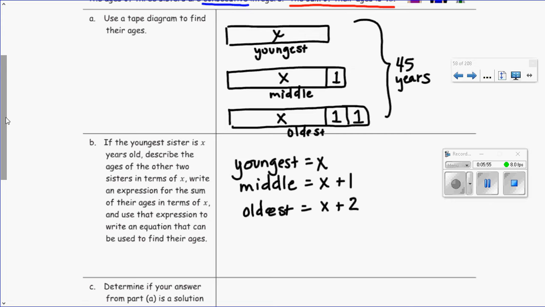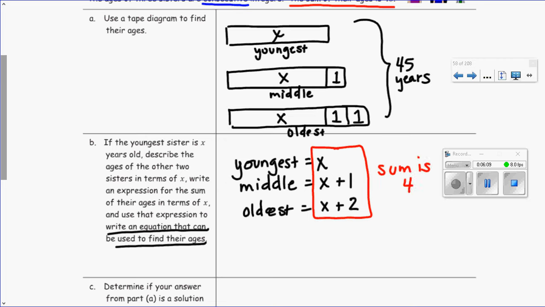Okay, so what we can do is we can actually write an equation. Go ahead and underline that. Write an equation that can be used to find their ages. And what that means is all of these together, they told us that the sum is 45. So if I add the youngest, which is x, plus the middle sister, which is x plus 1, plus the oldest sister, which is x plus 2, all together their ages are 45.